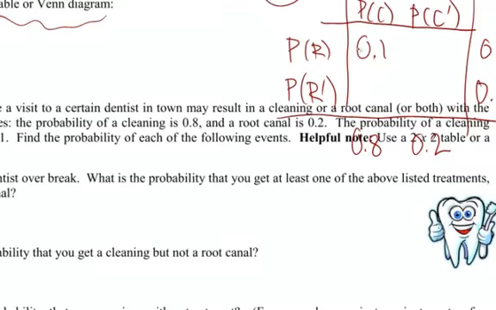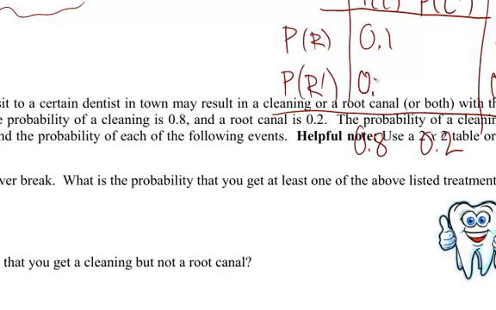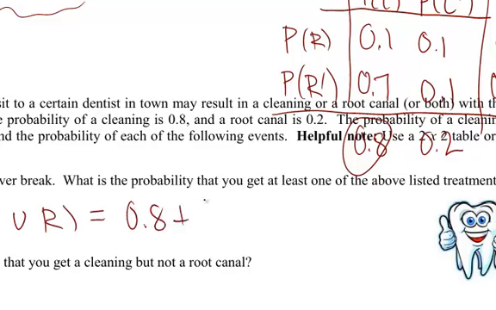So actually I might as well fill in this table. I know this has to be 0.7 because they add up. This has to be 0.1 and this has to be 0.1. So what's the probability that you get at least one? So that's the probability of a cleaning or a root canal, which is just the probability of a cleaning plus the probability of a root canal minus the probability you got both of them, which is 0.9.